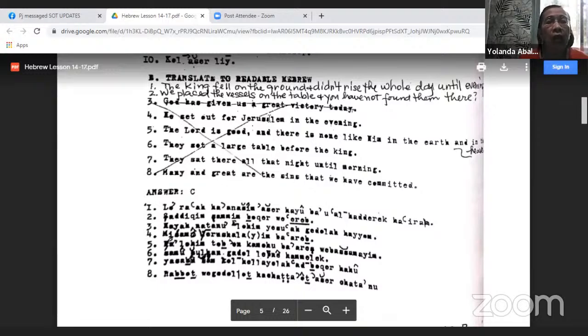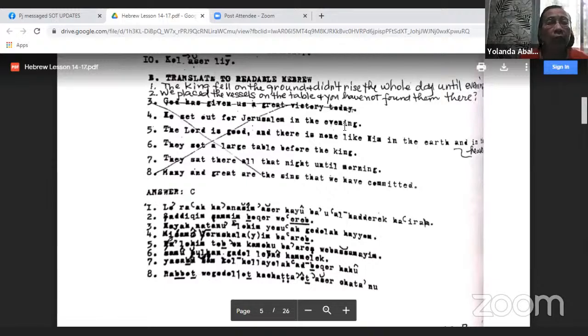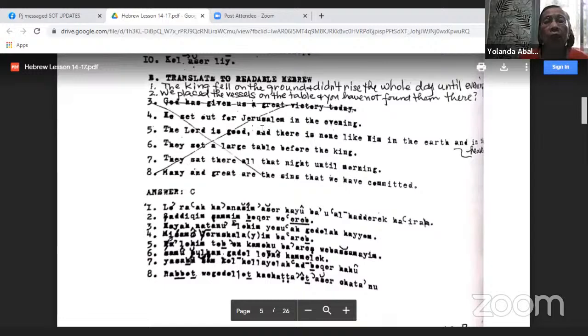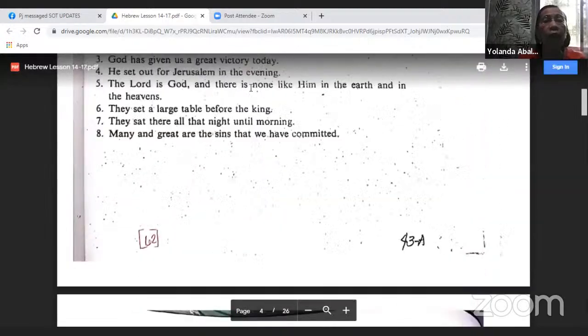God has given us a great victory today. Maybe, kung bakit na-cross out ito, because it was written in a separate paper. Number 4 tayo.